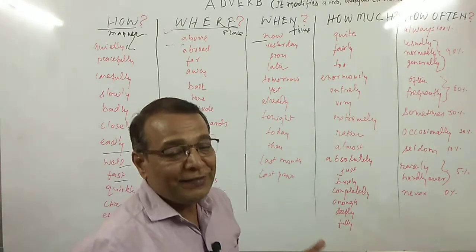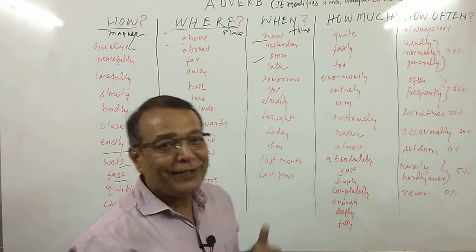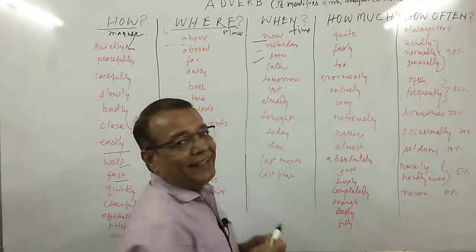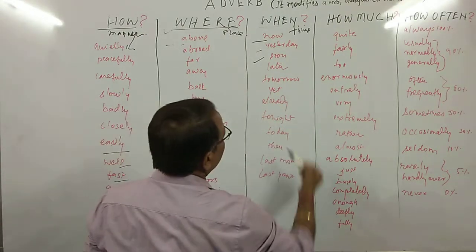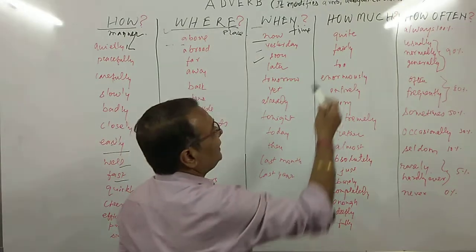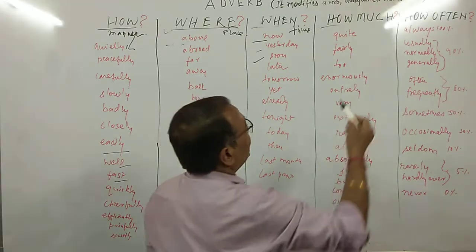When will you open this shop? I will open this shop soon, right? When did you meet your friend? I met her yesterday. Here this is the logic that we are using such words when people ask you when questions. The next one is how much questions, right? That's definitely, actually, that's degree.